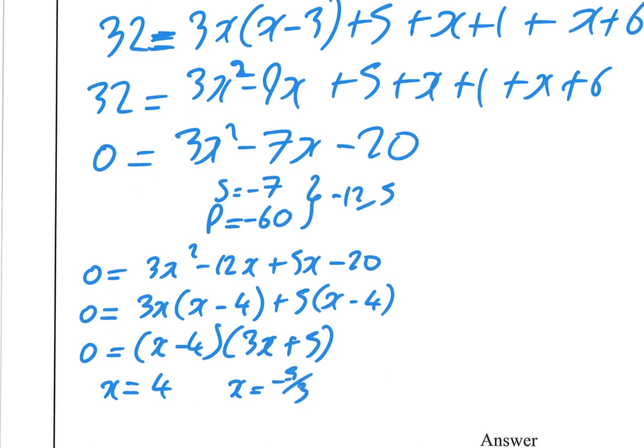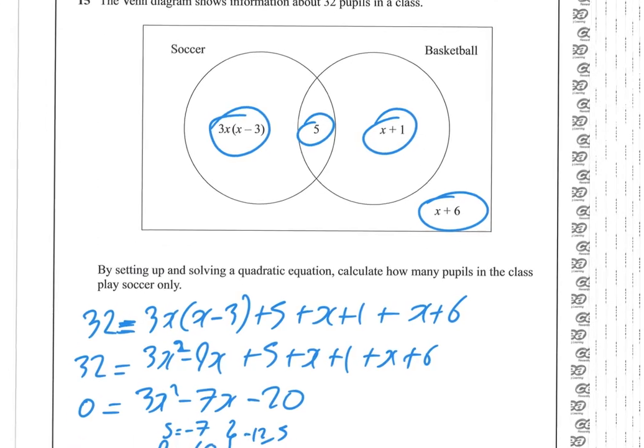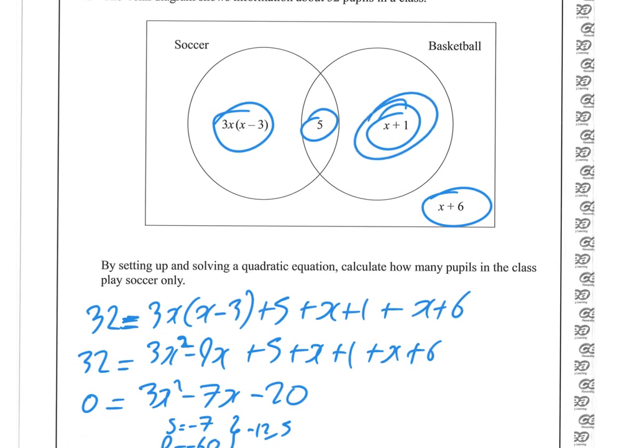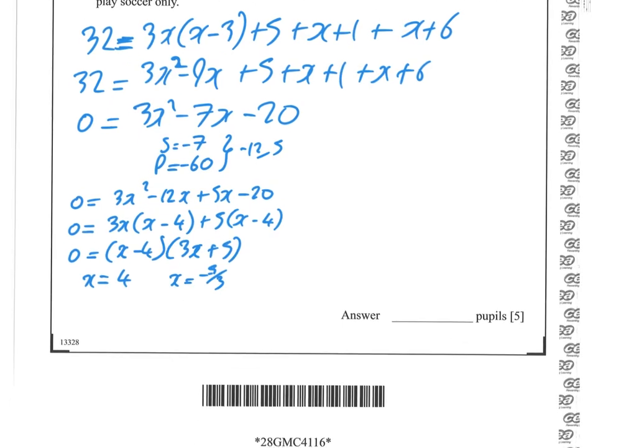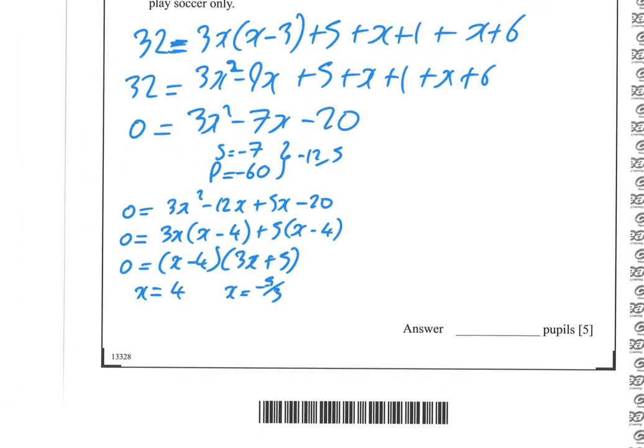Now, what are we talking about in this question? It's a number of pupils. If you look at one of these expressions, if you had x plus 1, you couldn't have the negative 5 over 3, as it would make x plus 1 a negative value. So only one of them works. So we'll take that one.